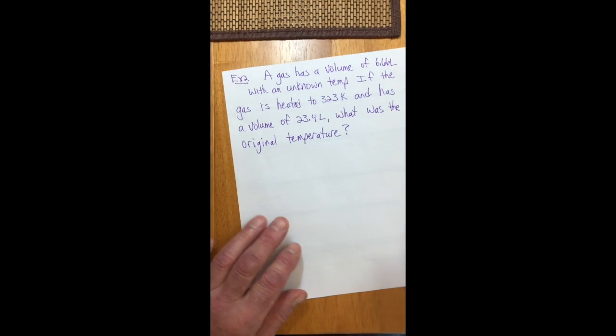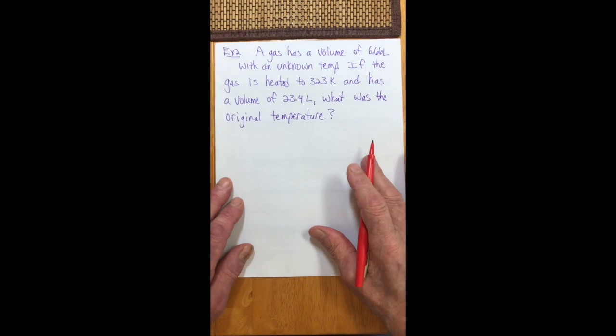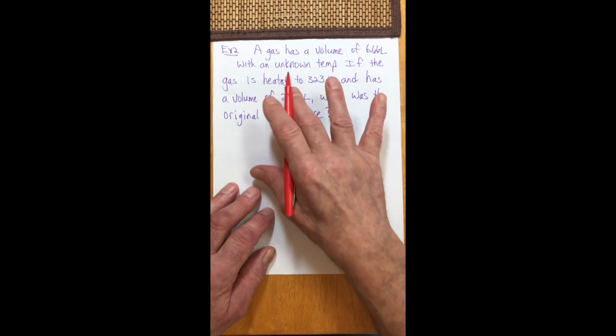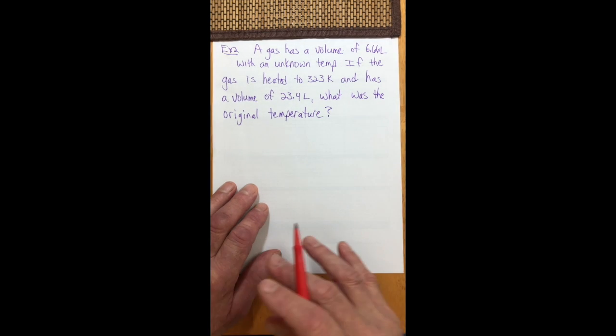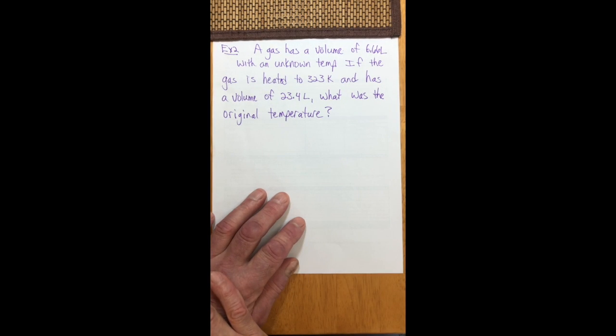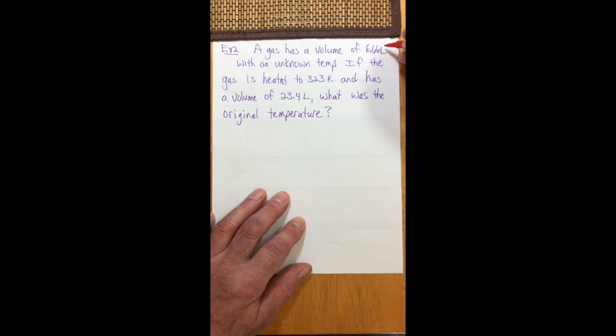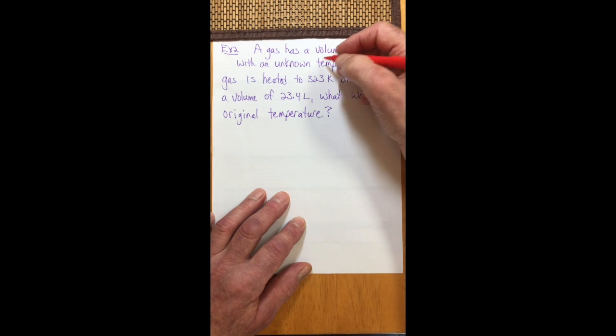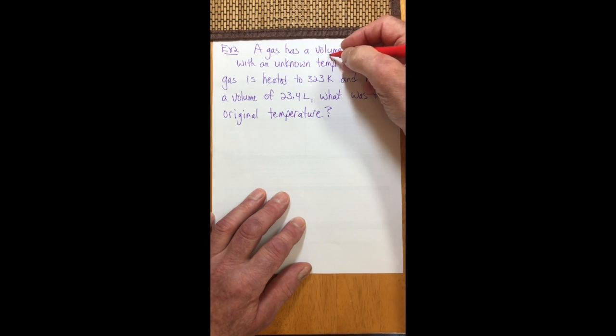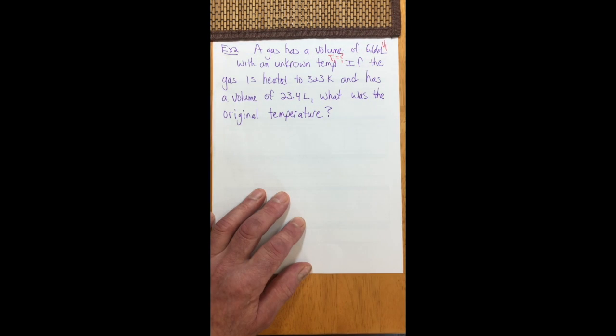And in example number 2, we have a written problem right here. A gas has a volume of 6.66 liters with an unknown temp. So the first thing I see is that I have a V1 here. I don't know what T1 is. So T1 I gotta wait on, okay?